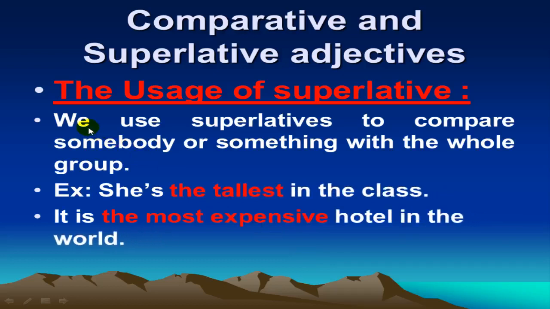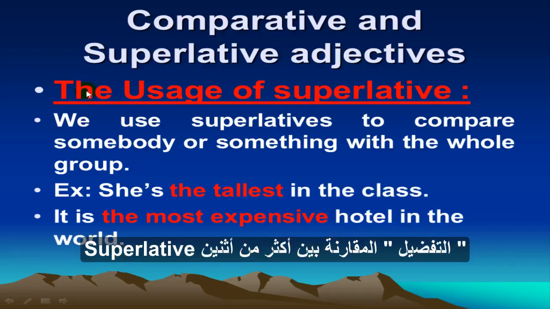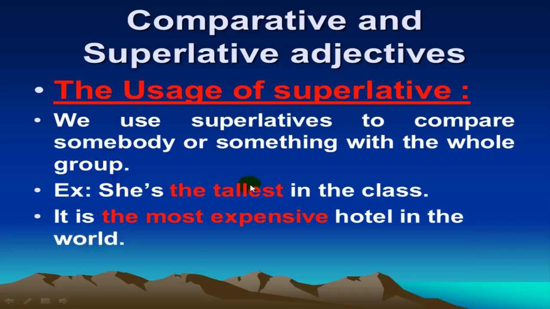Why do you use superlative? Usage of superlative: we use superlatives to compare somebody or something with the whole group. Example: she's the tallest in the class. It's the most expensive hotel in the world.